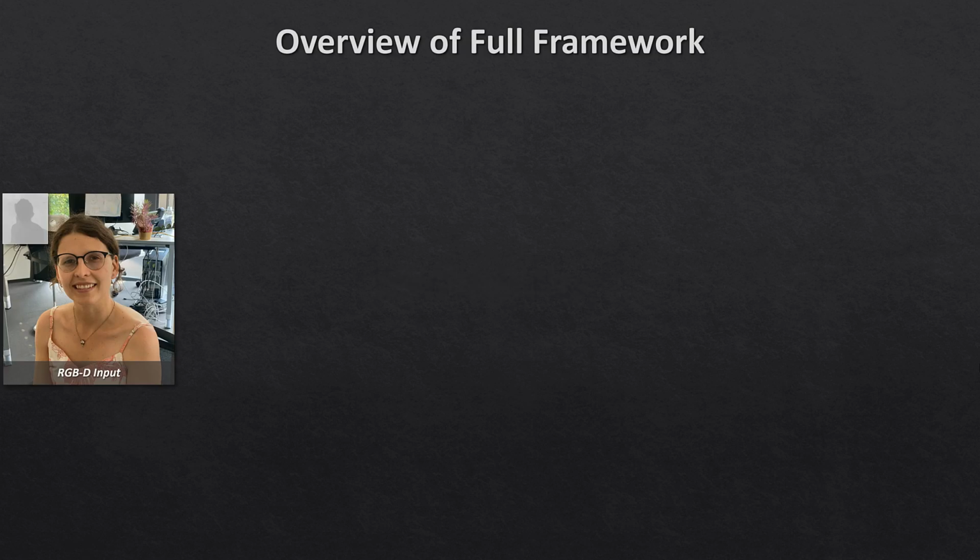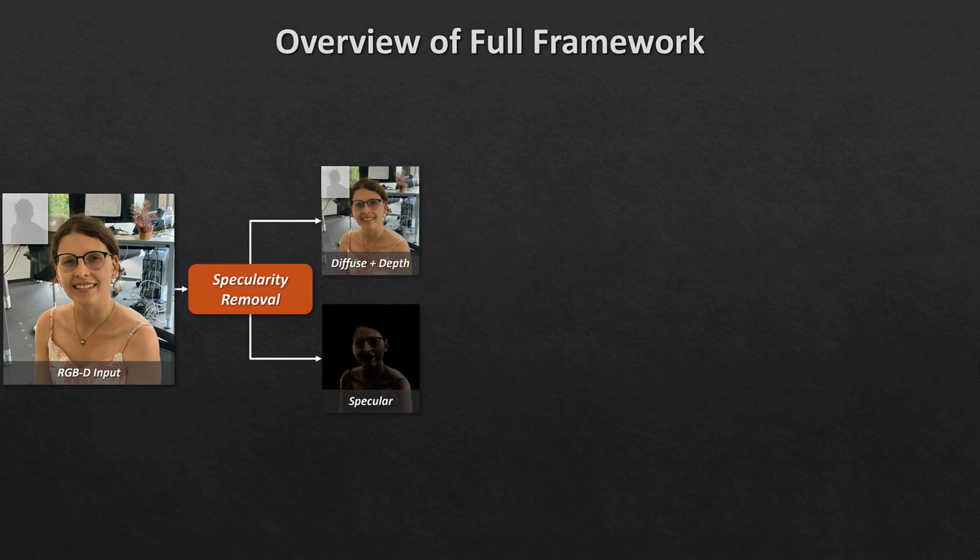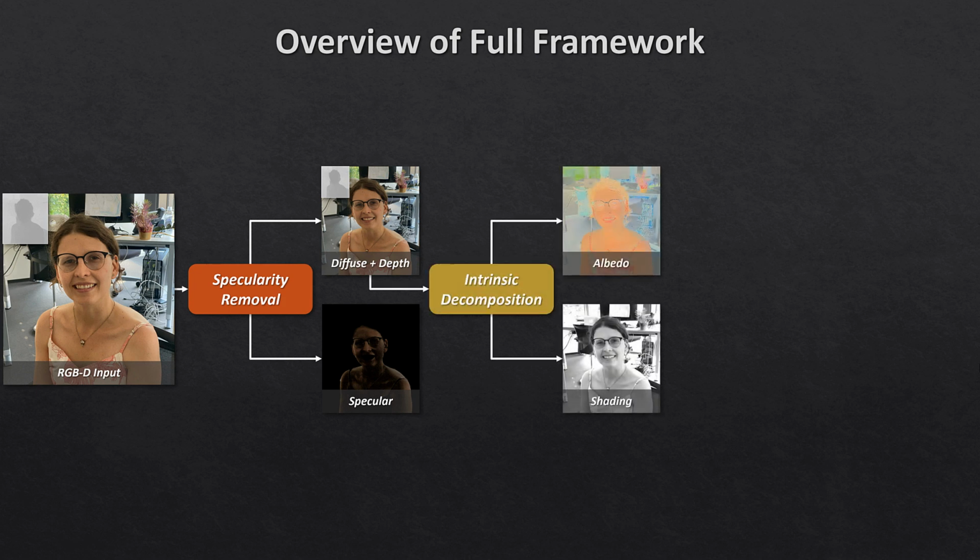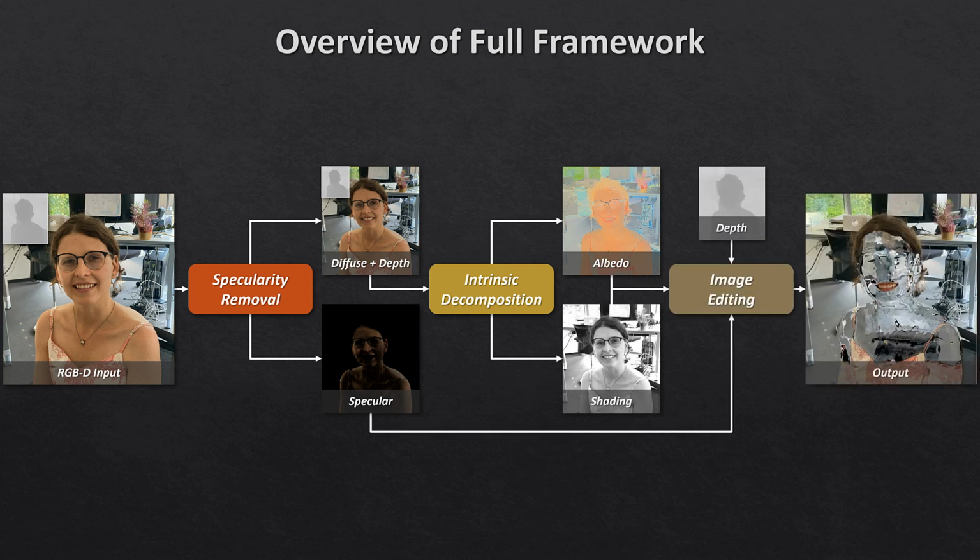Our full framework looks as follows. The specularity is removed from the input image, decomposing it into diffuse and specular components. The diffuse part is further decomposed into albedo and shading using a depth-based optimization. The intrinsic layers of specularity, albedo, and shading, along with the depth data, are used to showcase image editing applications.